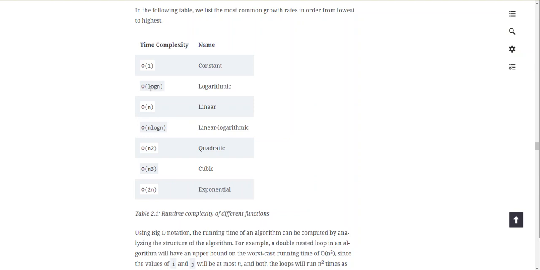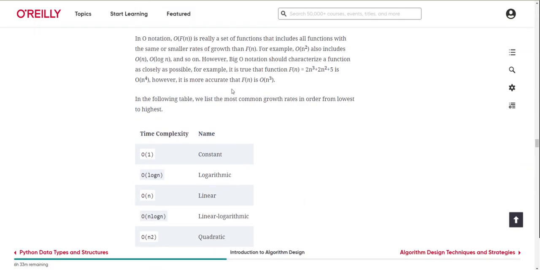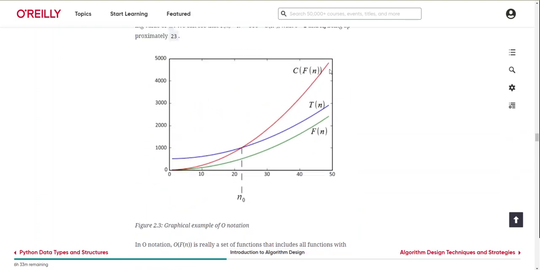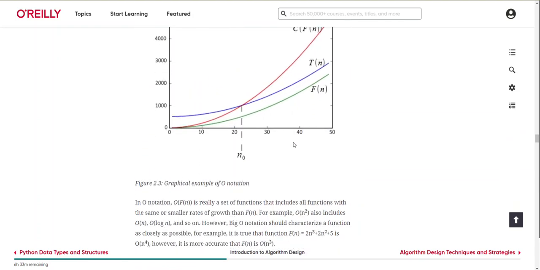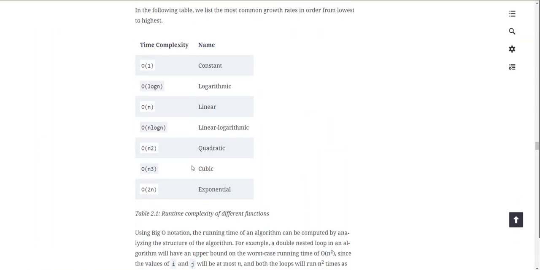This one is O of log n. It's a logarithmic growth rate. And when we look at these curves, we'll see those curves relative to what we're at. So constant, that's a flat line. It doesn't change. A logarithmic, it starts to grow, but it's a real slow growth. Linear, we're going diagonal. Linear logarithmic, we're going up even faster.